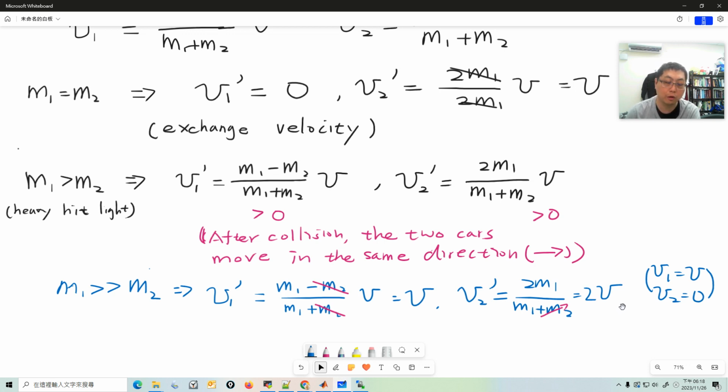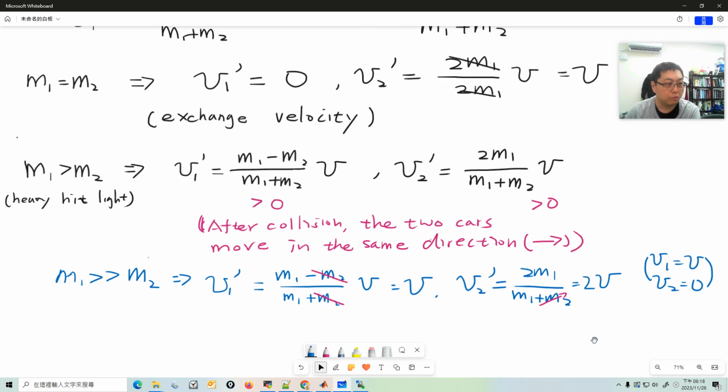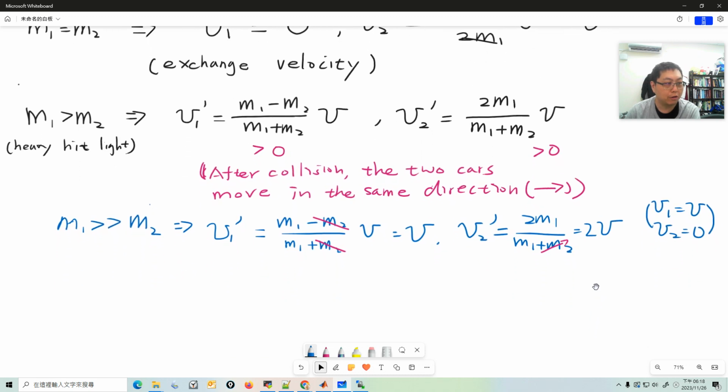We need a speed limit for the car, because when the car hits the man, the man will have double the velocity after collision. That will create a lot of damage. Okay, so that's one situation, M1 greater than M2.